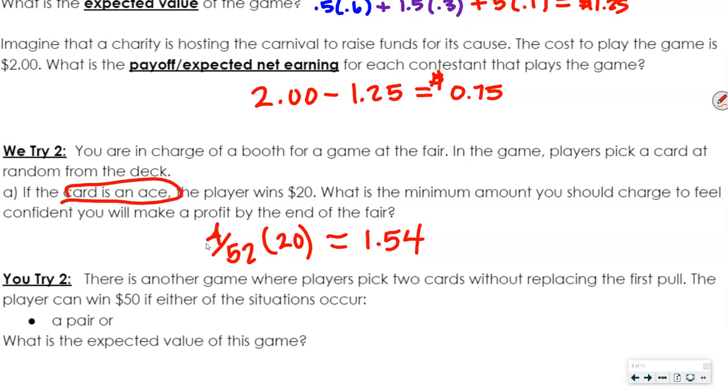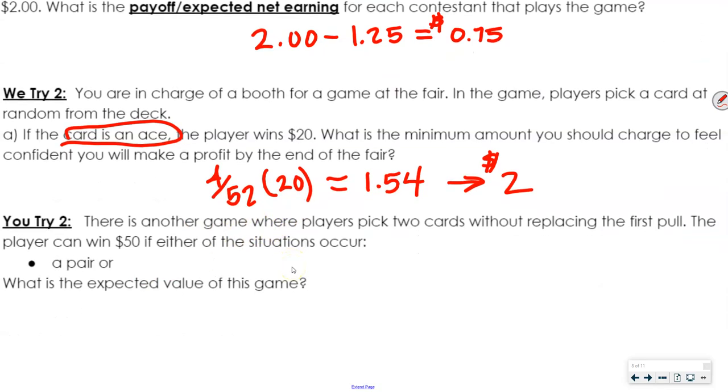So I would say if you really want to make a profit that you need to actually charge at least $2, right? So then at least you're making 46 cents per person that plays. Okay? You might want to charge more, but I would say at least, $2. All right, you try 2 says, let's see if you guys can do this one. Come back to me when you're done.